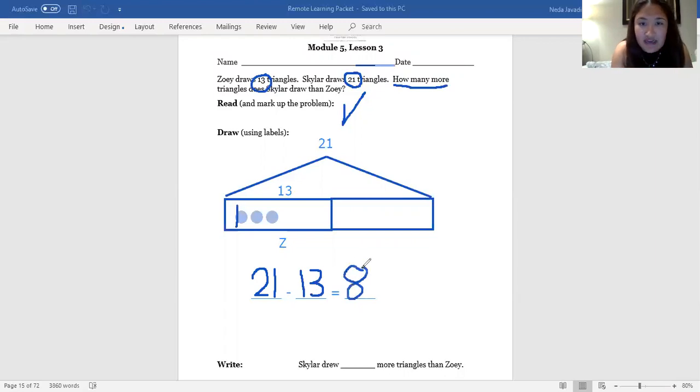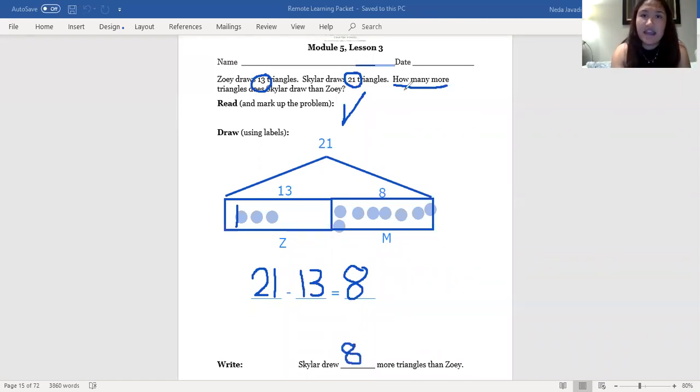I'm going to write an 8. Then I'm going to write 8 in this box and label it down here. I'm going to label it M for more because Skylar drew 8 more than Zoe. All right, 1, 2, 3, 4, 5, 6, 7, and 8. And I'm going to fill in my answer statement. Skylar drew 8 more triangles than Zoe.